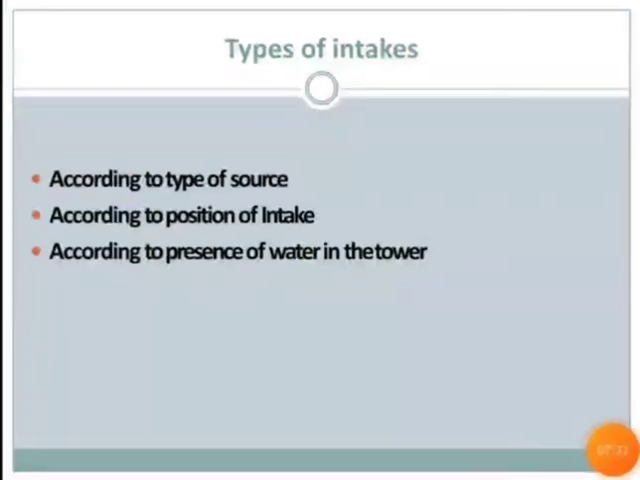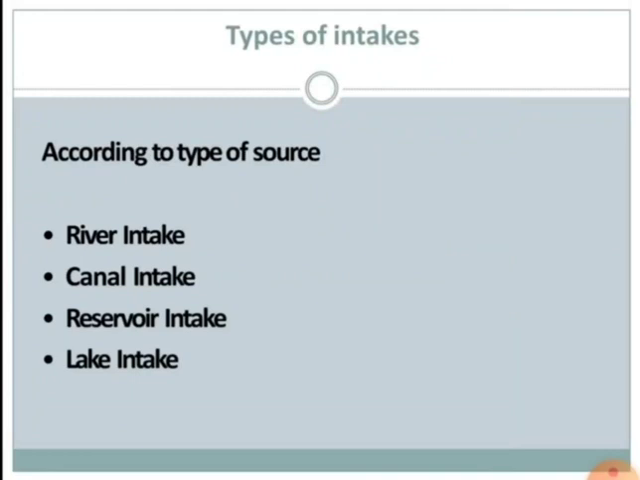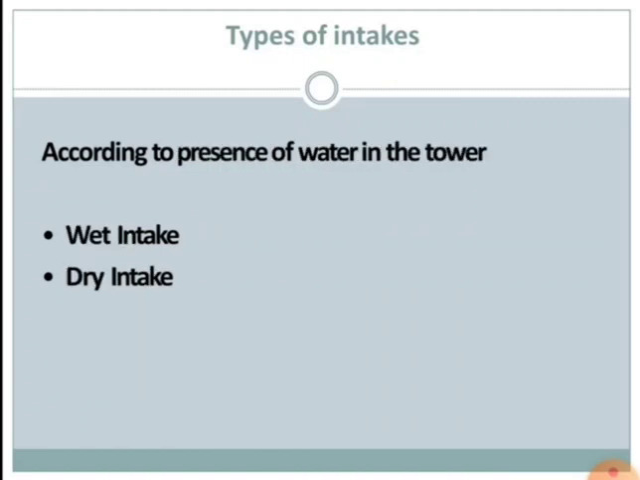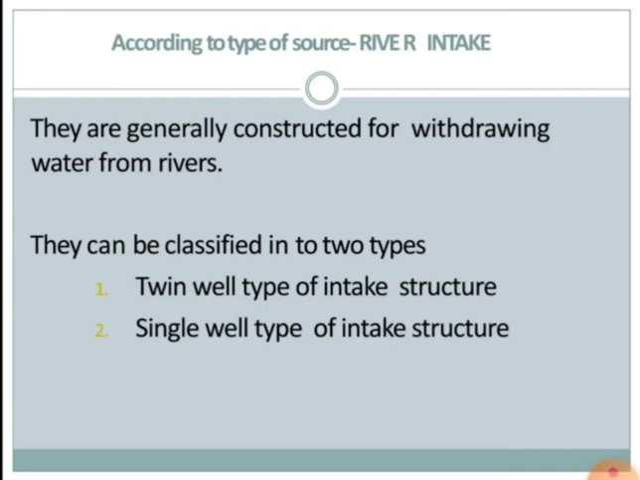So now we'll see the different types of intakes in detail. Firstly, according to the type of source. Like I told you, according to the type of source, the intakes may be classified as river intake, canal intake, reservoir intake, and lake intake. So we'll see each of these. Firstly, the first type, that is a river intake. So what are river intakes?